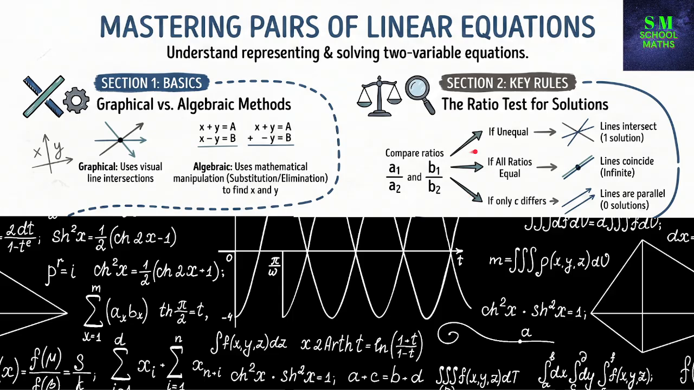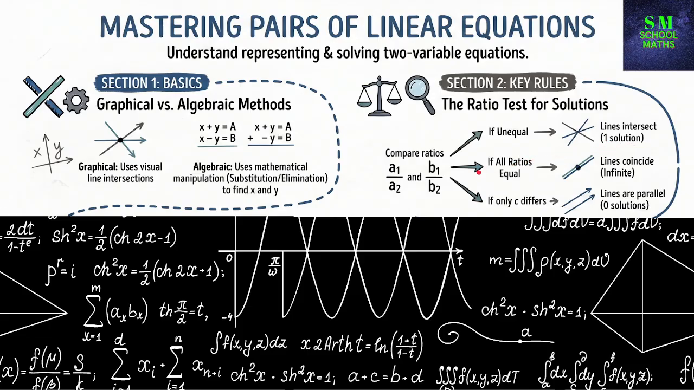Rule 1: lines intersect if the first ratios are unequal, meaning a1 by a2 is not equal to b1 by b2. The lines will cross at exactly one point. You get only a unique solution.